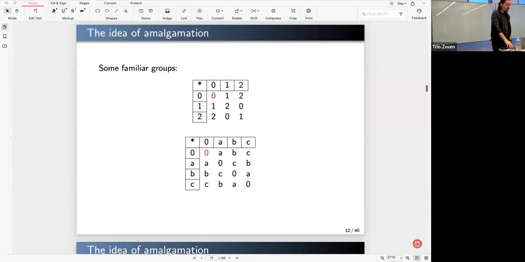The idea of amalgamation comes from the study of groups. And so I think you can think about this quite intuitively by thinking about group theory. Here are some commonsensical groups that we know.